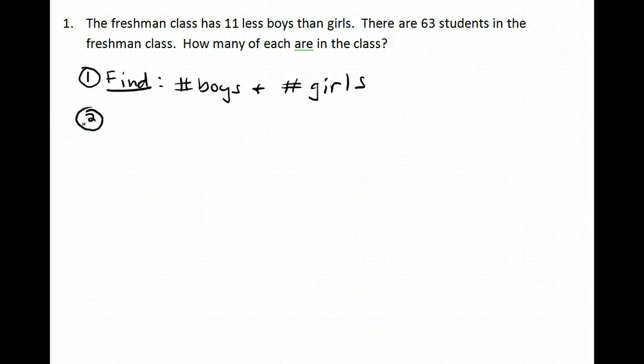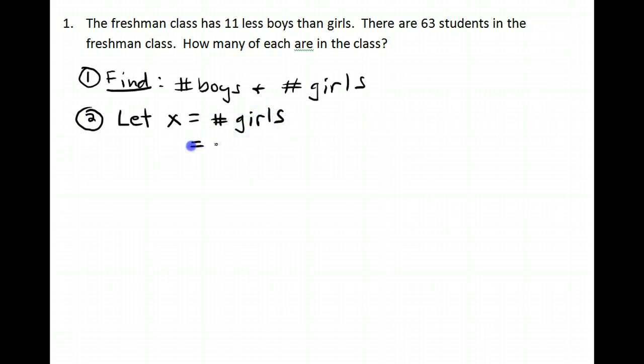Okay, number two, that's our let statement. We need to decide what we're going to start with, and we always start with what we know the least about. I know something about the number of boys. There's 10 less than the number of girls. I don't know anything about the number of girls, so I'm going to let x equal the number of girls.